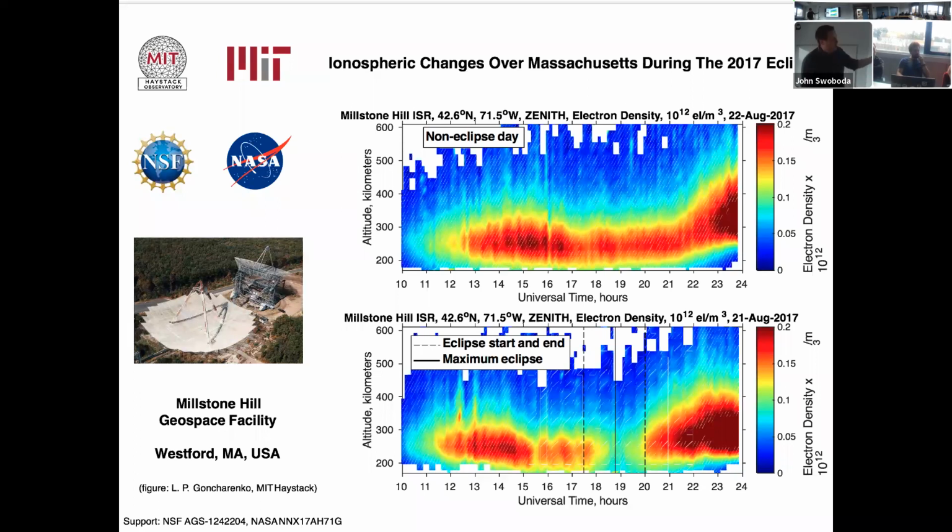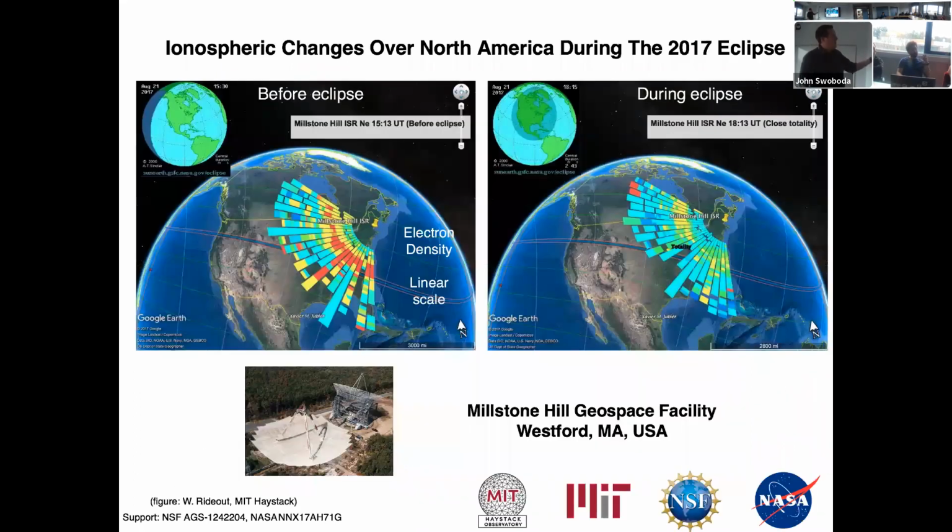And I'm using electron density. It's very easy to see how these change. And then you can see the ionosphere changes during the eclipse. Again, electron density, and this is our moving incoherent scatter antenna, the MISA.